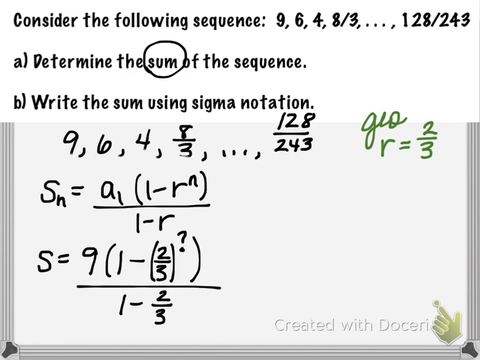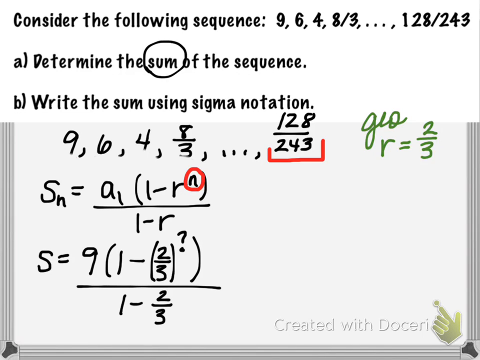So right now we need to figure out the value of n. I know my last term is 128 over 243, but I don't know which term that is. Is that the 6th term, the 10th term, the 12th term? That's what we don't know. So we have to call a time out for this sum formula and figure out first how many terms there are in the sequence.